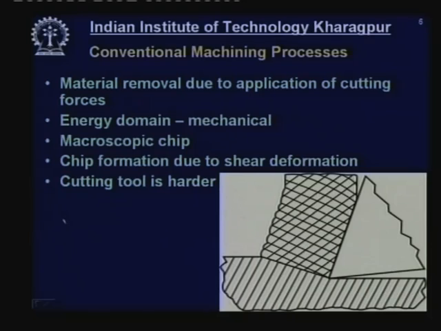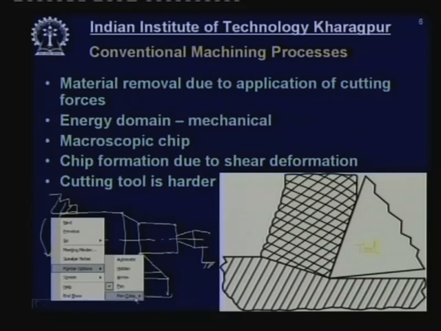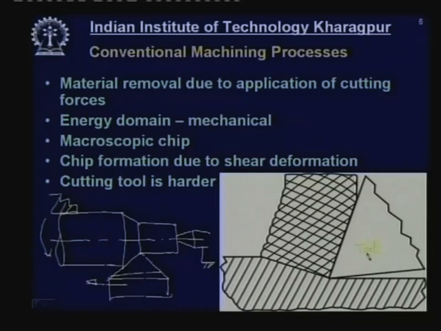So, first let us draw a turning. This is my blank, which is being turned. This is the chuck, this is my tailstock support, this is my tool. The job is given a rotation and the tool is given a feed, and this is the chip formation process which has been drawn here. This is my tool, this is my workpiece, and this is my chip. So, here the chip is being formed against the application of the cutting force.